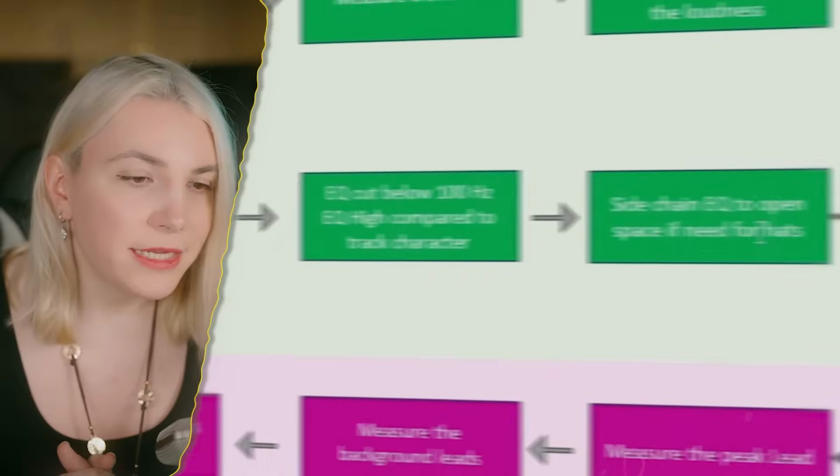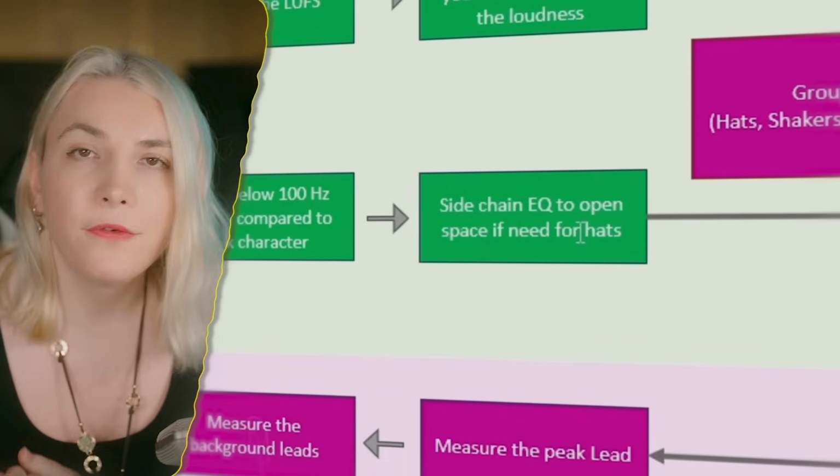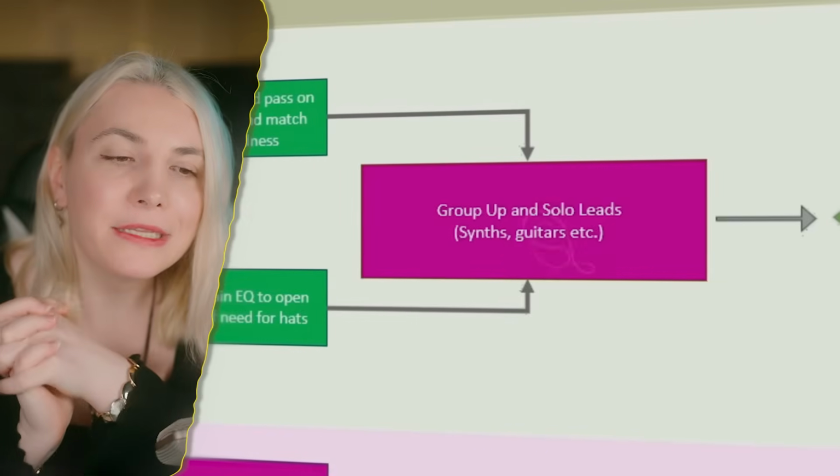Let's go back. Sidechain EQ to open space if needed for hats, so that when the hats hit, you put a cut. In this case, we don't really need it. The next one: group up and solo leads.